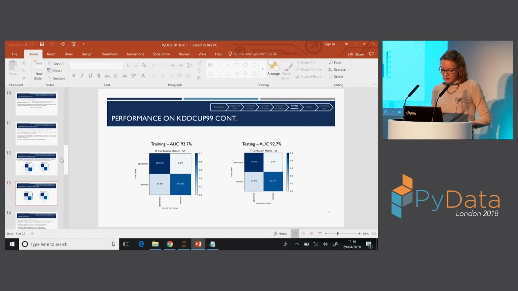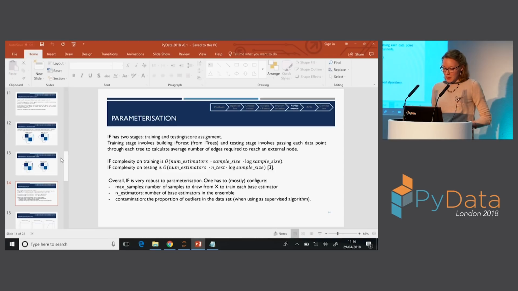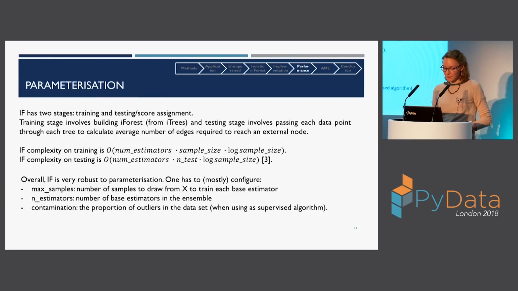So we have looked at parameterization, and I said it's pretty robust to parameters. In terms of complexity, it compares quite well to k-nearest neighbor and other distance-based or density-based algorithms. You could say that it's linear in its complexity.